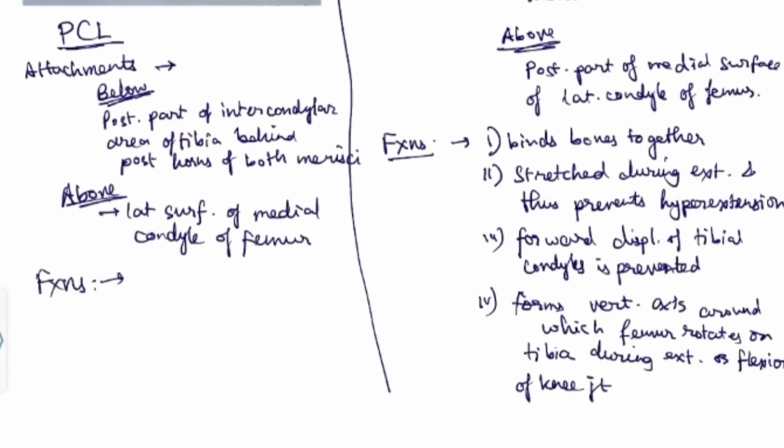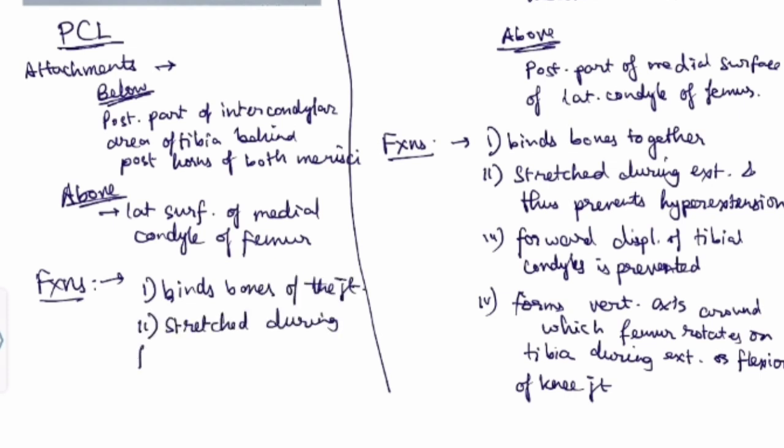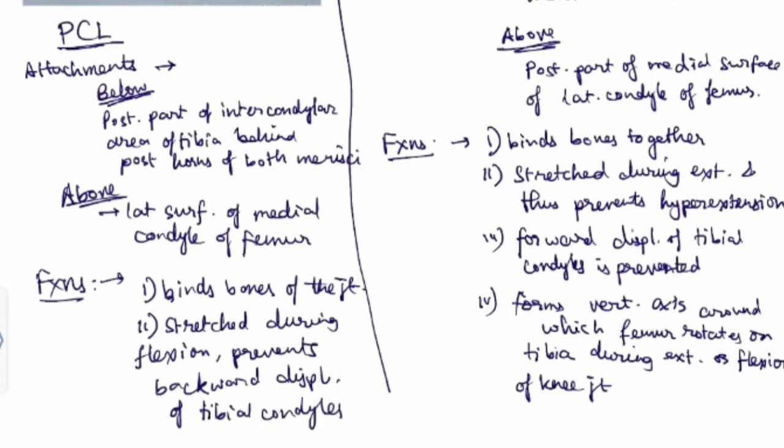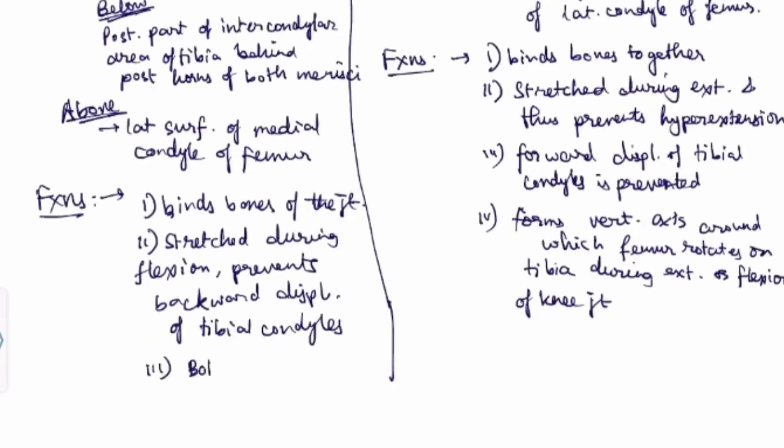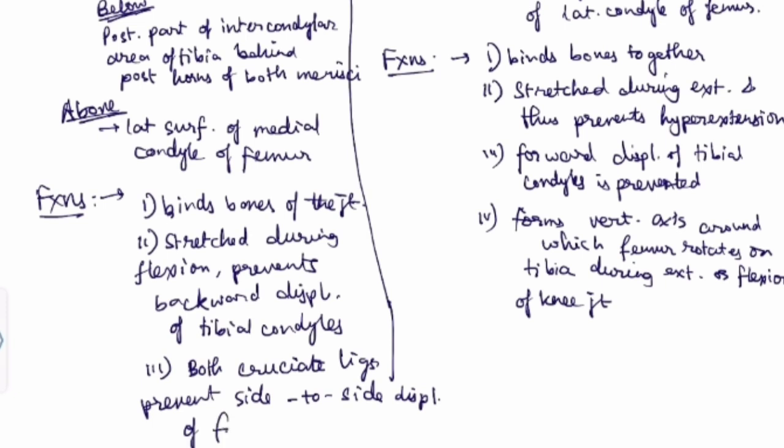Functions: binds bones of the joint, stretch during flexion, and prevents backward displacement of tibial condyles. Both cruciate ligaments prevent side to side displacement of femur and tibia. So this is all about the cruciate ligaments. Now we have some applied anatomy regarding the cruciate ligaments. Then we will move on to the menisci.